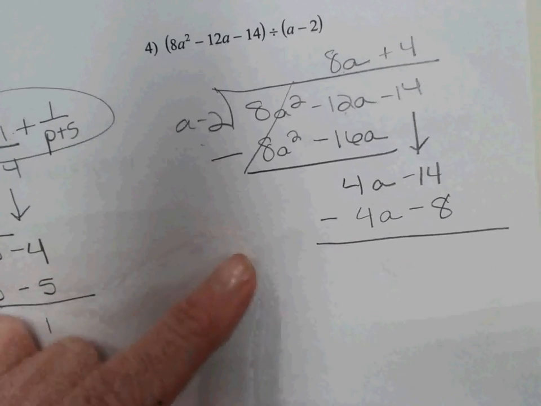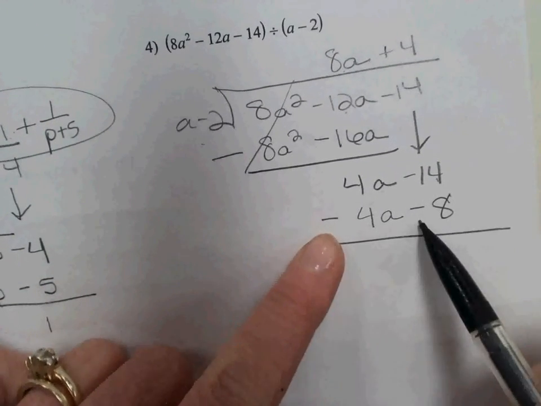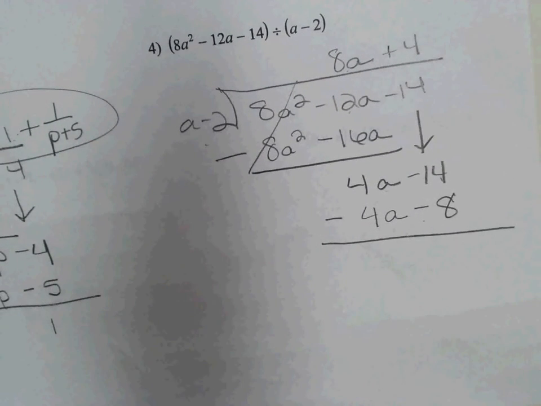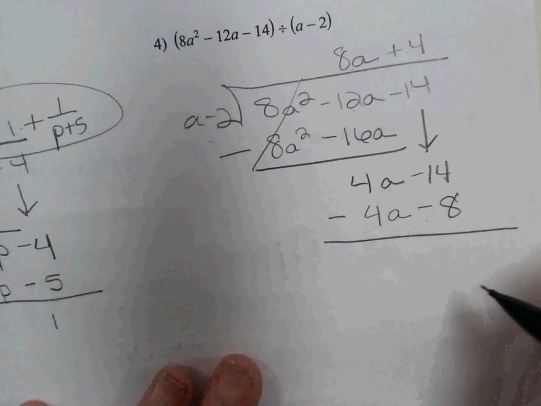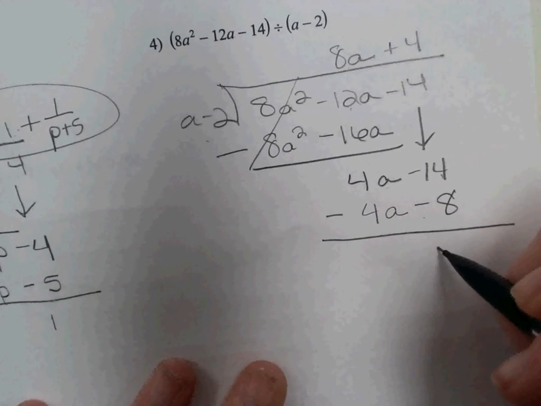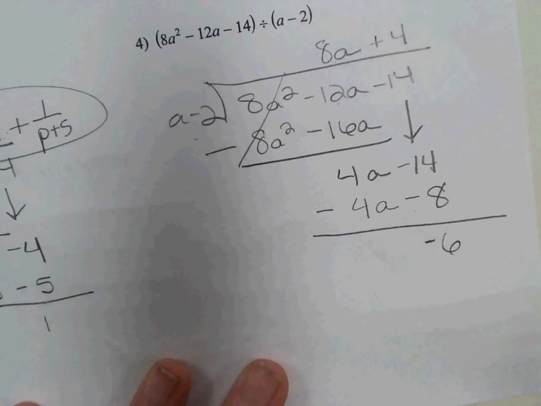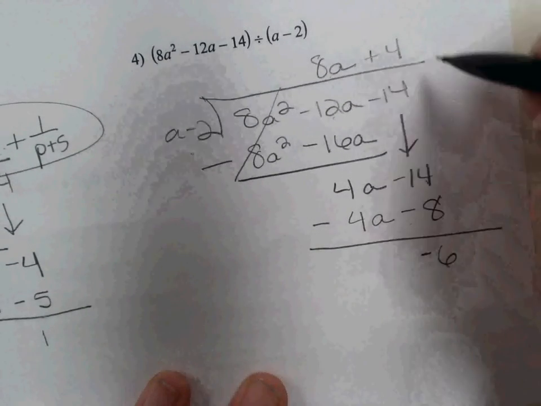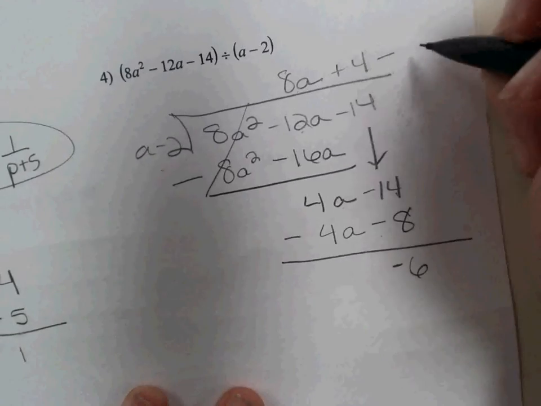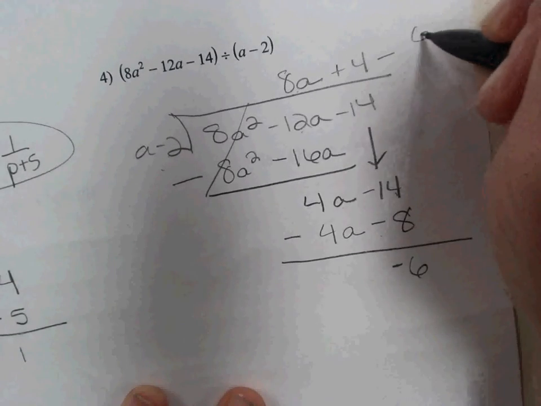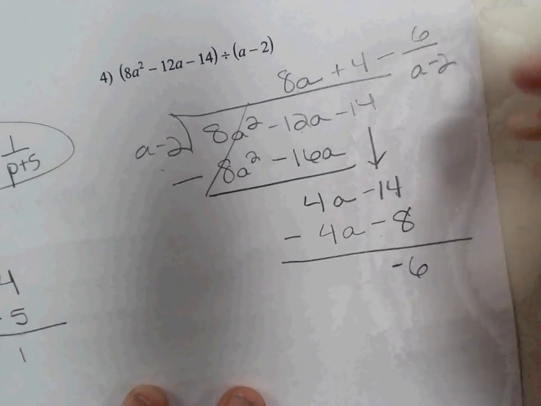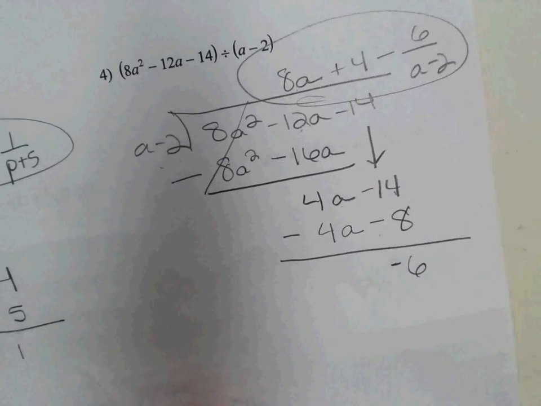Subtract. Negative 14 minus the negative, so it's like a plus 8. Negative 14 plus 8 is 6. No, negative 6. So then we have a negative 6, which means we're going to put a minus sign here. Minus, and then 6 over a minus 2.